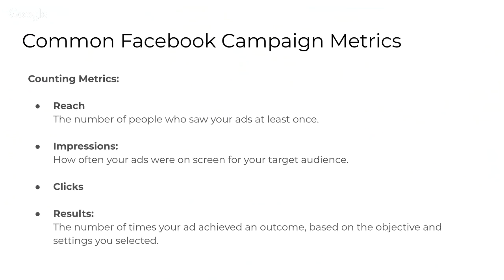So the results are the number of times you've achieved a certain outcome, and this differs based on the objectives of your campaigns. They could be purchases or subscriptions to your online service, or leads that you've driven for your sales team, or the number of times your app has been installed. Those could all be examples of different results, and they'll be different depending on your company and campaign.